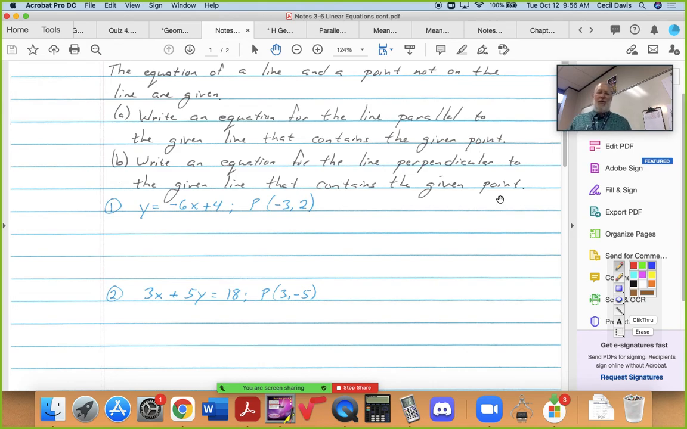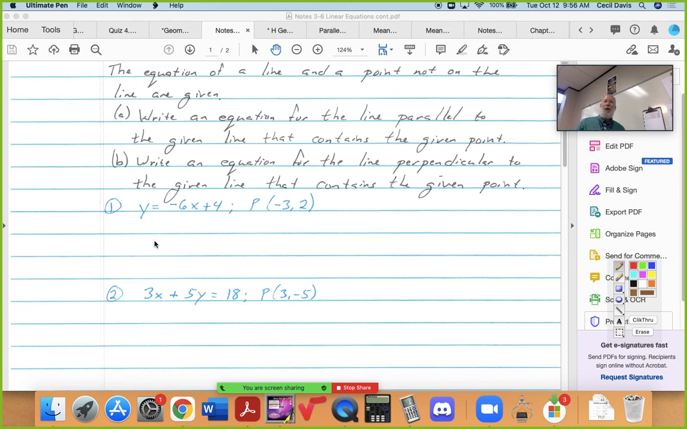So let's start with this first one. In order to write the equation of a line, we always need two things. We need a point of some kind, either the y-intercept or some other point, and we need to know the slope. If we have both of those, then we can write the equation. On all of these, they're giving us the point, so we've got to figure out what the slope is. Well, what is the slope of this line? Yeah, it's -6.